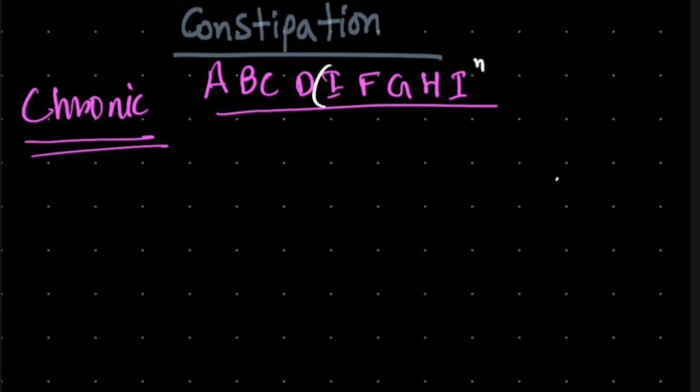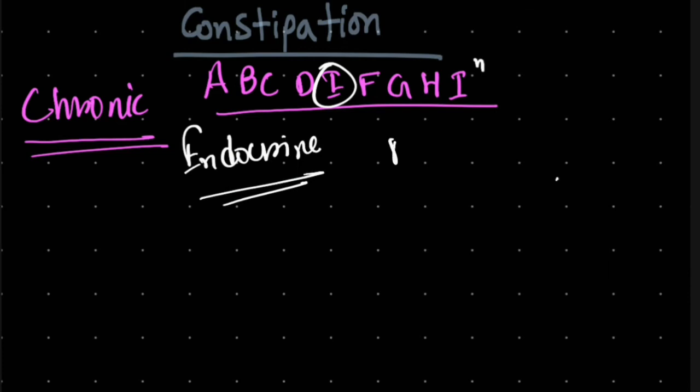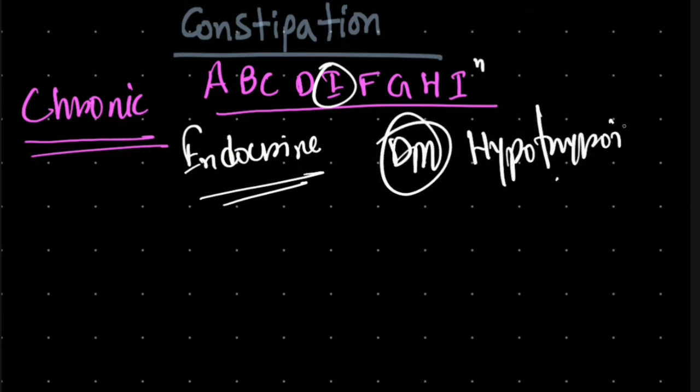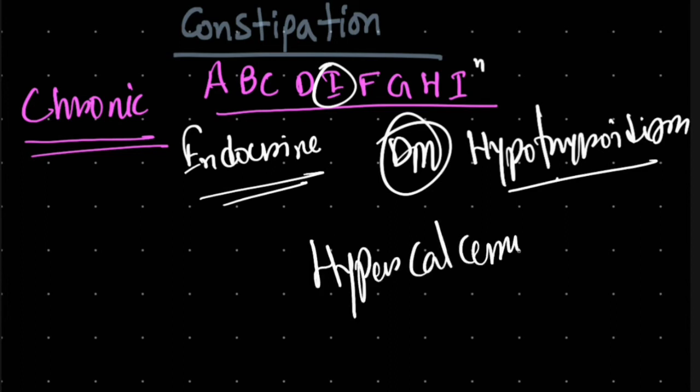Then next comes E. E is mainly for endocrine causes. What are the endocrine causes? Like diabetes mellitus, then hypothyroidism, then hypercalcemia. So these are the conditions which you should keep in mind. You should ask for a history of diabetes, and you should look for hypothyroidism and hypercalcemia.